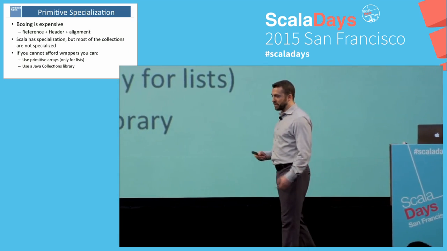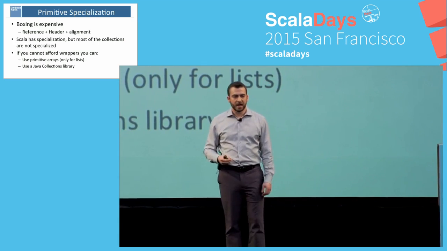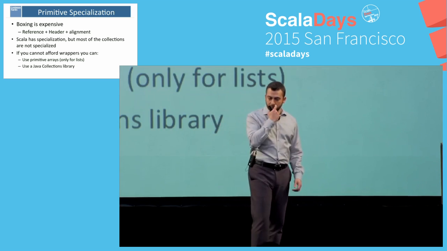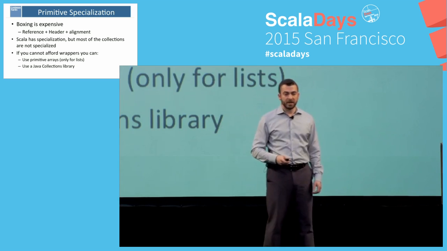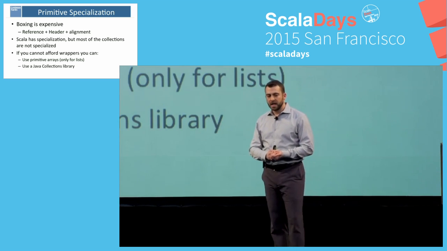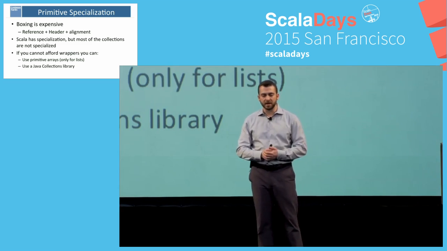There has been a lot said about primitive specialization, and I don't want to repeat too much of what has been said elsewhere. I really just want to focus on how it affects collections and memory usage. So we know boxing is quite expensive. You pay not only for the reference, but the header and potentially alignment as well. And Scala does have specialization where you opt in through the specialized annotation, and it's done by the compiler.